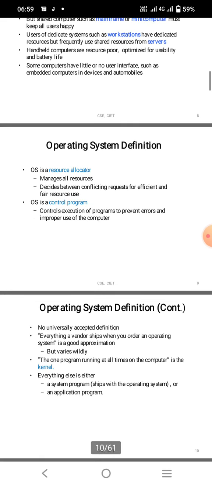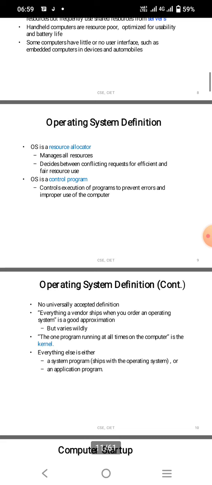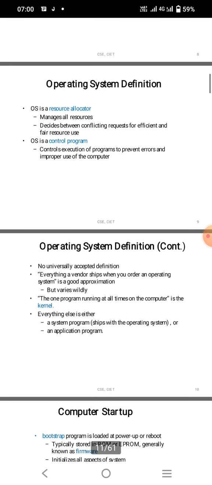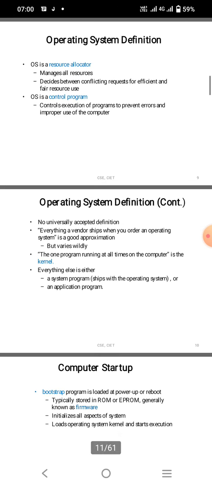The next point is that there is no universally accepted definition. Everything a vendor ships when you order an operating system is a good approximation, but it varies widely. The one program running at all times on the computer is the kernel. Everything else is either a system program shipped with the operating system or an application program. These are some important points on the definitions of the operating system.